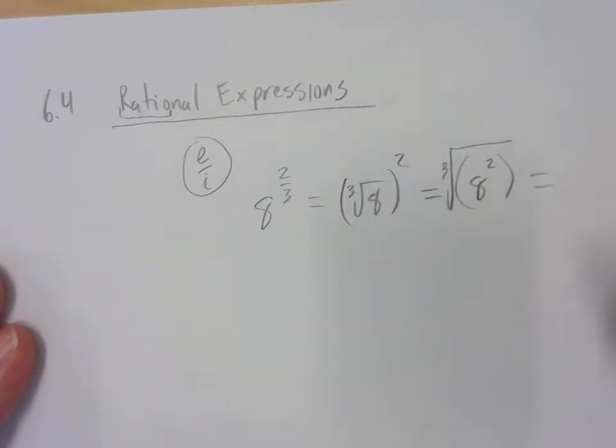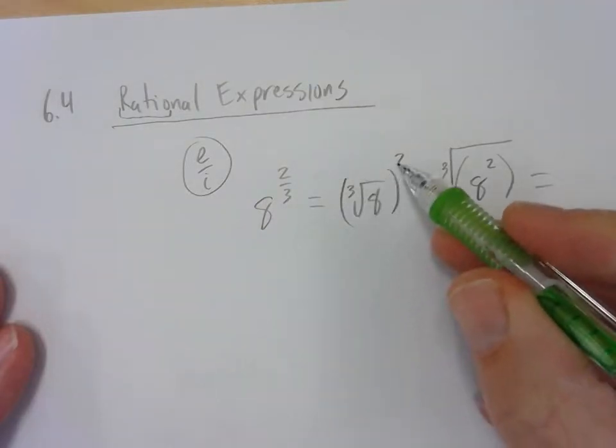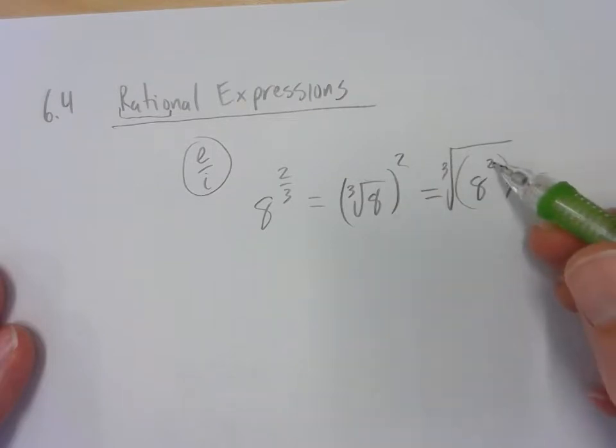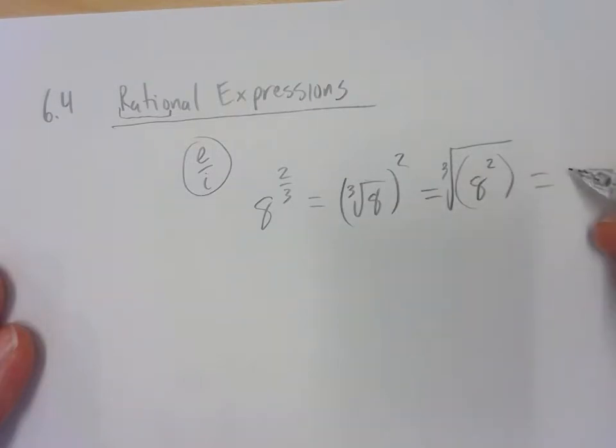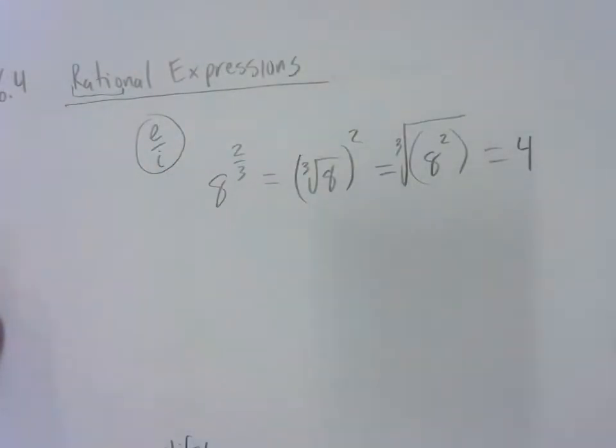No matter how you slice it or dice it, you get the cube root of 8, which is 2, squared is 4. Or if you have 64, the cube root of 64 is also 4. There is the basic part of this.